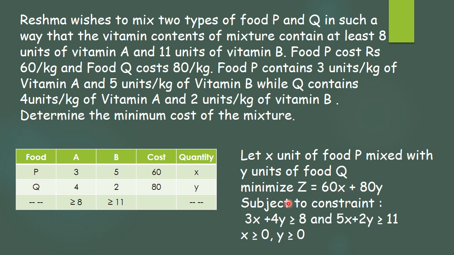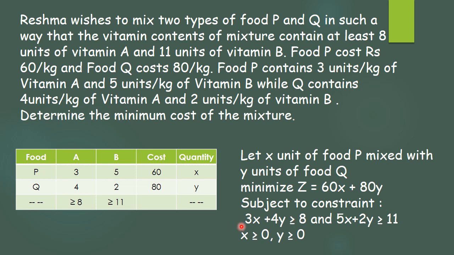Now what are the requirements? When we consider x units of P, the vitamin A we will get is 3x plus 4y, which should be greater than or equals to 8, and the requirement of B was 11. So 5x plus 2y is greater than or equals to 11. x and y are always greater than 0. So here we get x is greater than or equals to 0, y is also greater than or equals to 0. So here we get a main function that is required as a minimum, subject to the constraint equations.